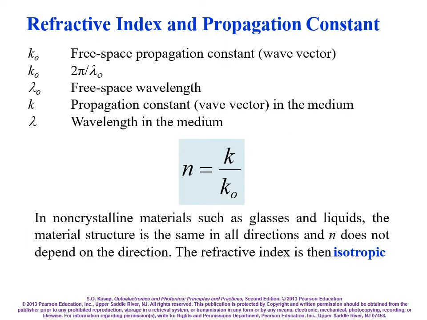So refractive index and propagation constant: n equals k by k naught, where k naught is the free space propagation constant, which is a wave vector, and k is the propagation constant in that medium, where k naught equals 2 pi by lambda naught. Lambda naught is the free space wavelength. In non-crystalline materials such as glass and liquids, the material structure is the same in all directions, and n does not depend upon the direction. The refractive index is then called isotropic.